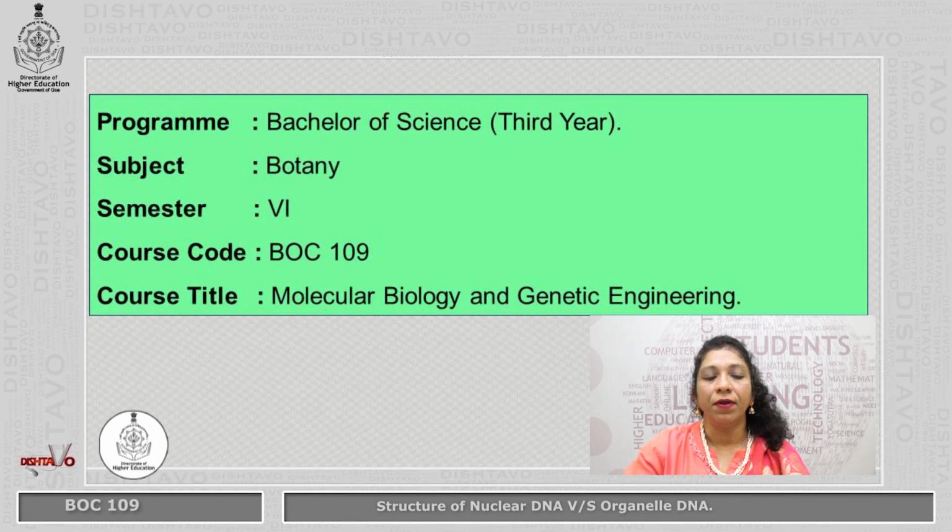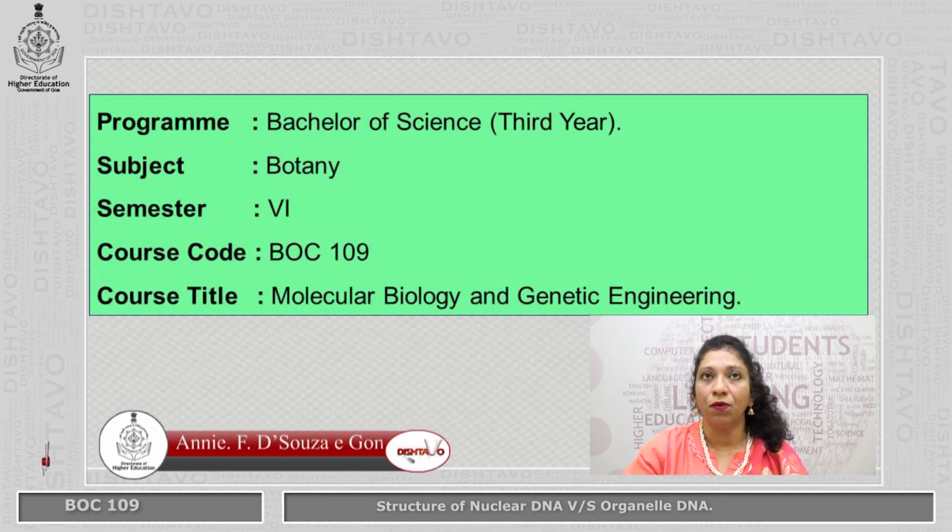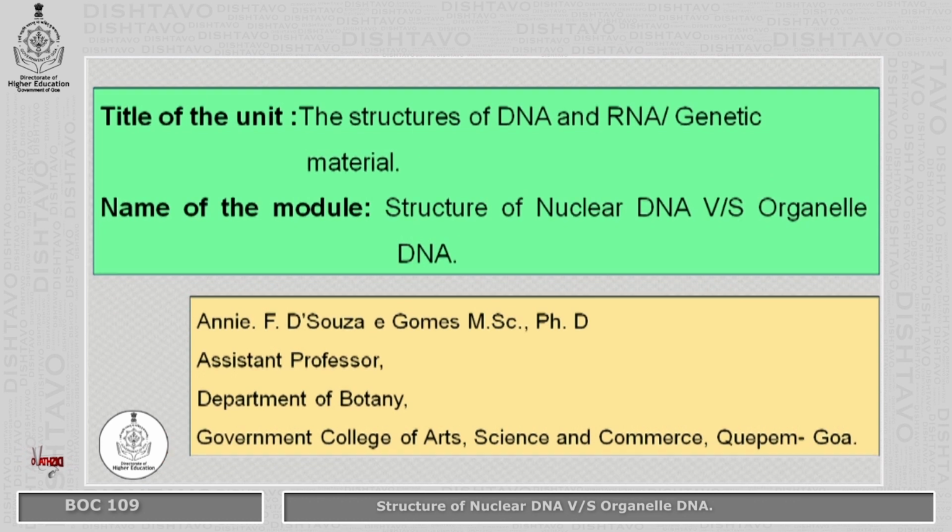Hi and welcome everyone. I am going to deal with course code BOC 109, course title Molecular Biology and Genetic Engineering. The title of the unit is The Structure of DNA and RNA as Genetic Material. Name of the module: Structure of Nuclear DNA versus Organelle DNA.